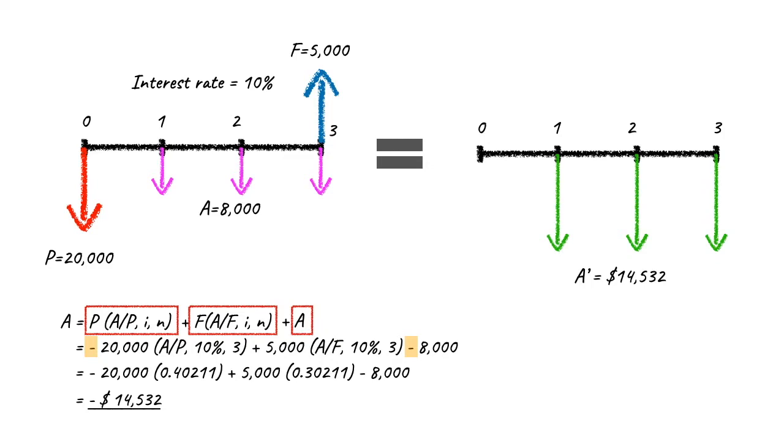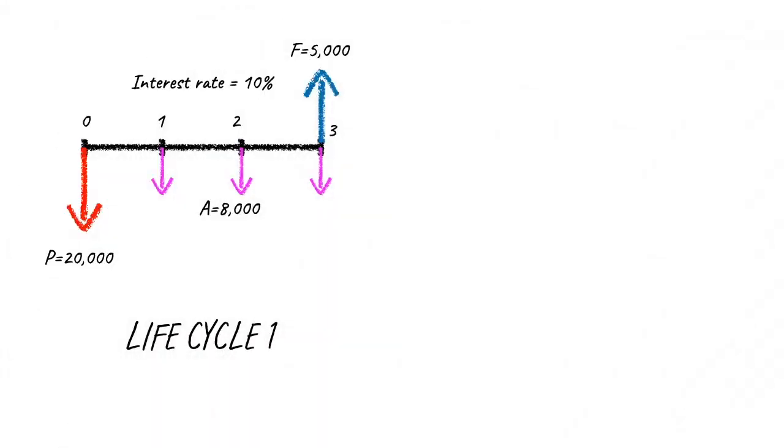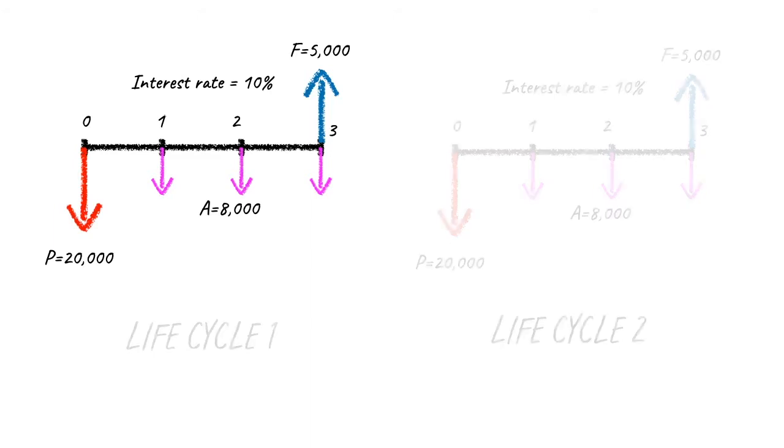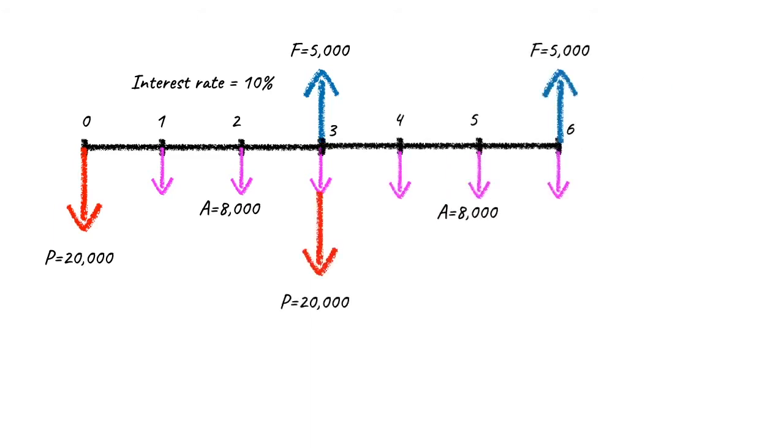How about for two life cycles? For two life cycles, you can simply multiply the cash flow into two equal cash flow diagrams. Here you see the cash flow duplicates. All the three cash flows are exactly duplicated in the new timeline. You can simplify this part and find the net amount, by which 5,000 minus 20,000 and you will get negative 15,000 or $15,000 directed downwards.